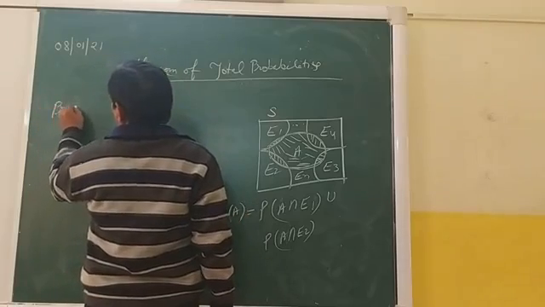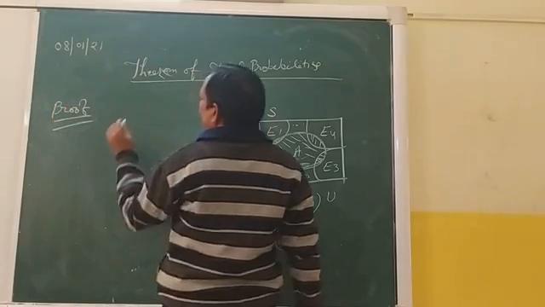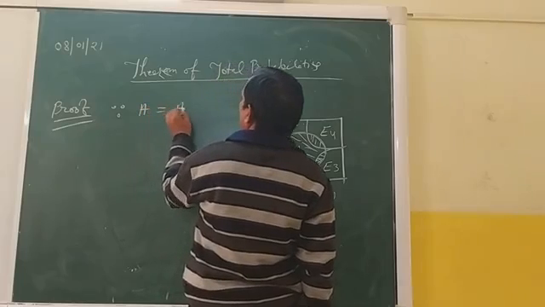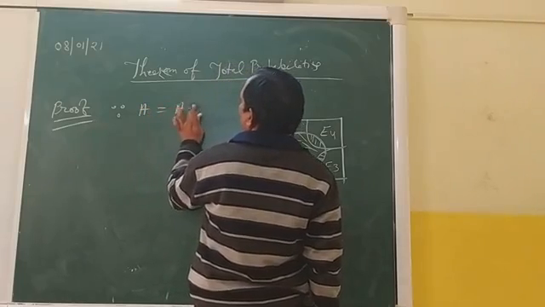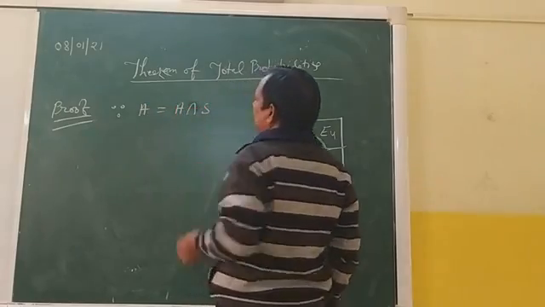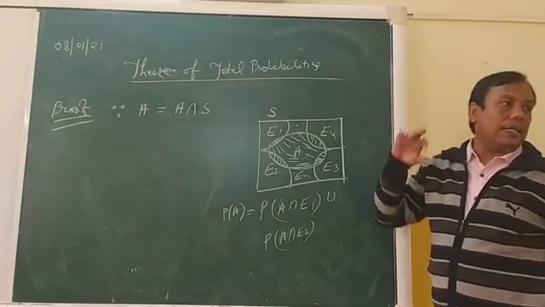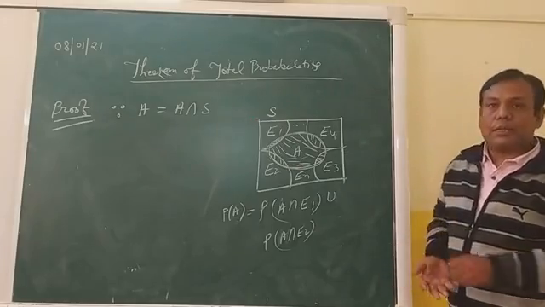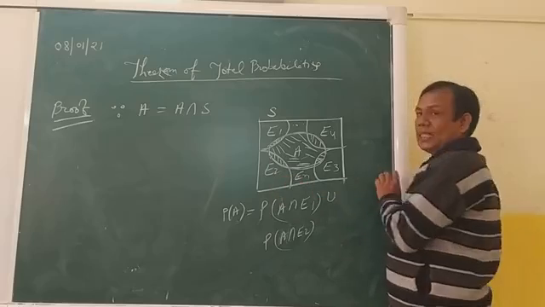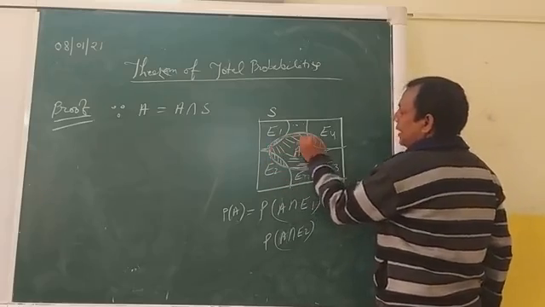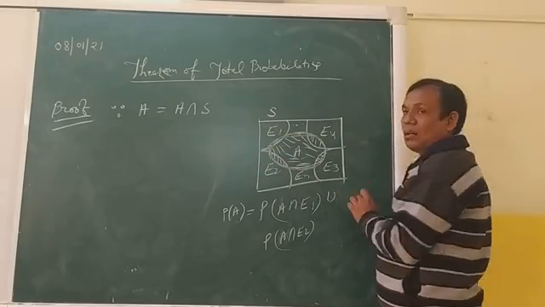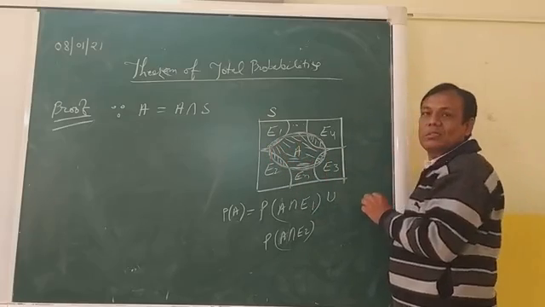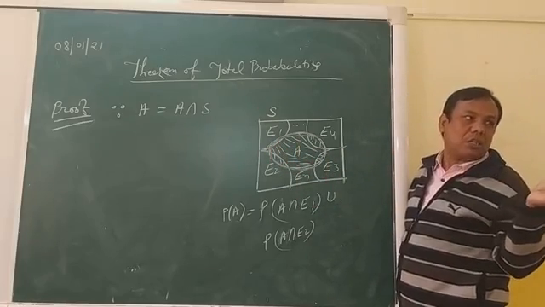Proof is, can we write A as A intersection S? Can we write A as A intersection S? Yes. What I mean to say is that this is the sample space S and this is completely A. So if you take the intersection of A with S, the result will be this. Got it or not? Do you want more examples?